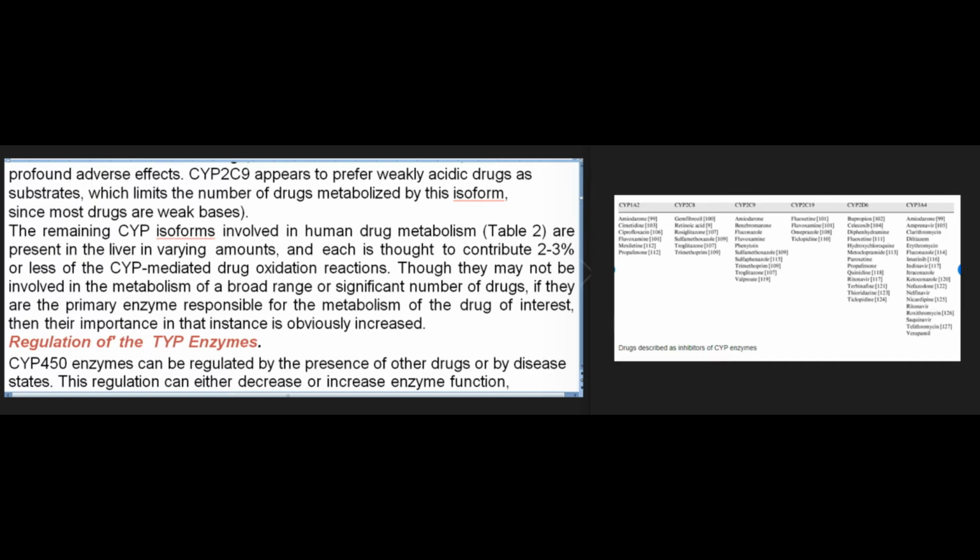The remaining CYP isoforms involved in human drug metabolism, Table 2, are present in the liver in varying amounts, and each is thought to contribute 2 to 3% or less of the CYP-mediated drug oxidation reactions. Though they may not be involved in the metabolism of a broad range or significant number of drugs, if they are the primary enzyme responsible for the metabolism of the drug of interest, then their importance in that instance is obviously increased. Regulation of the CYP enzymes.